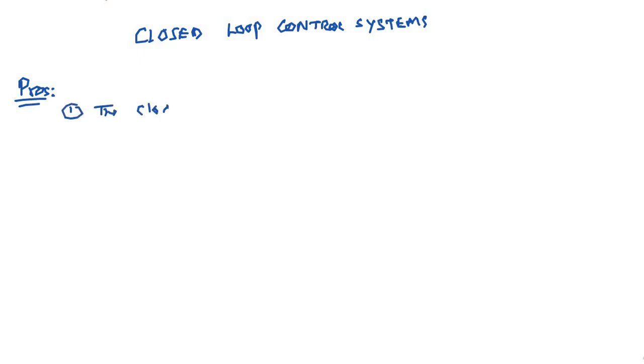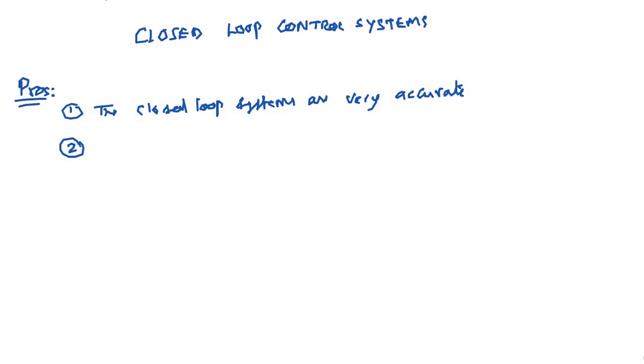The closed loop control systems are very accurate. That means if you have a regulator with feedback, that too negative feedback, and if you keep the speed of the fan at 100, you will mostly find the speed around 100 only: 100, 100.1, 99.9, like that. Okay, so they are very accurate. That is very important for many precise applications.